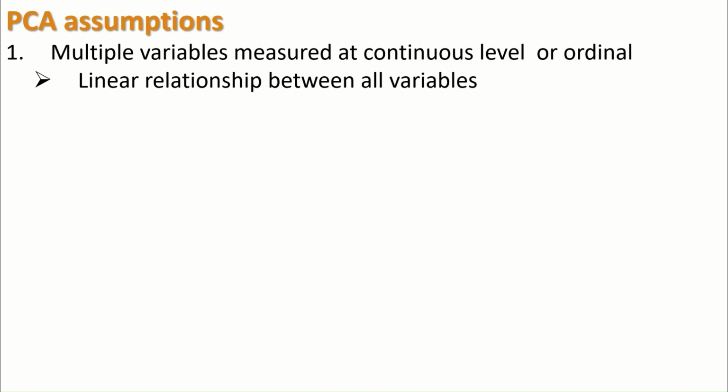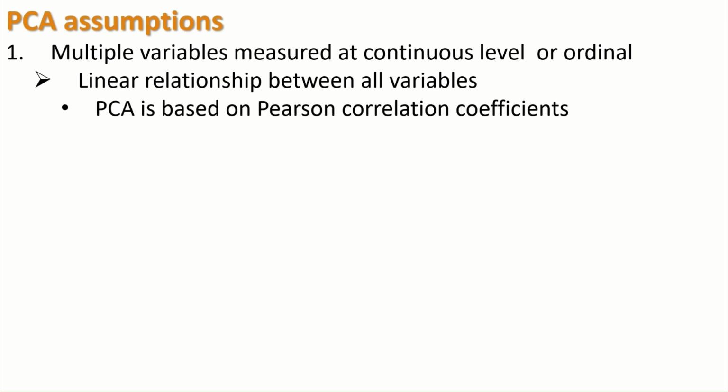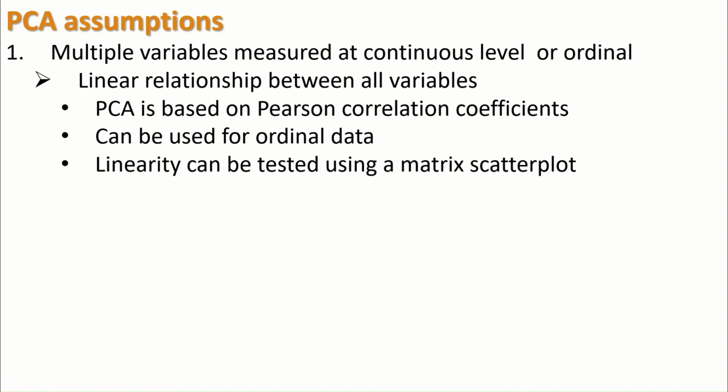So there should be a linear relationship between all variables if they are continuous. PCA is based on the Pearson correlation coefficient. The method can also be used for ordinal data such as Likert scale. Linearity can be tested using a matrix scatter plot.